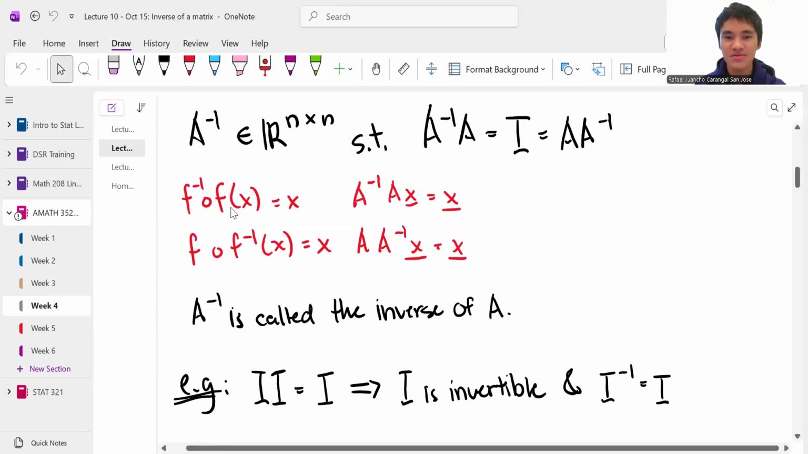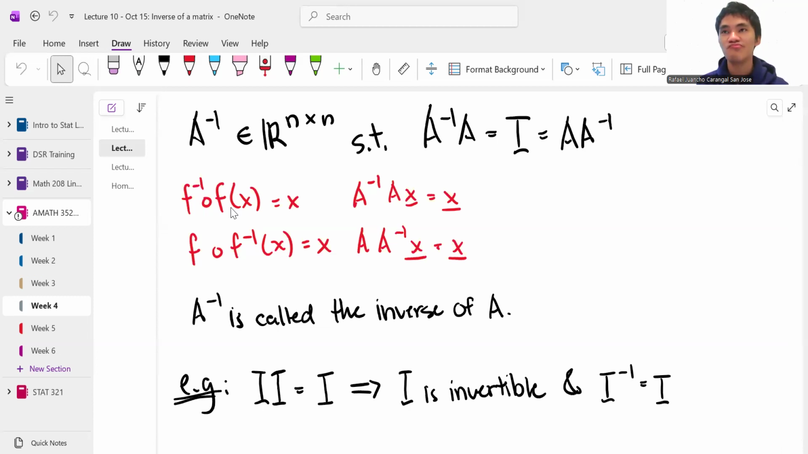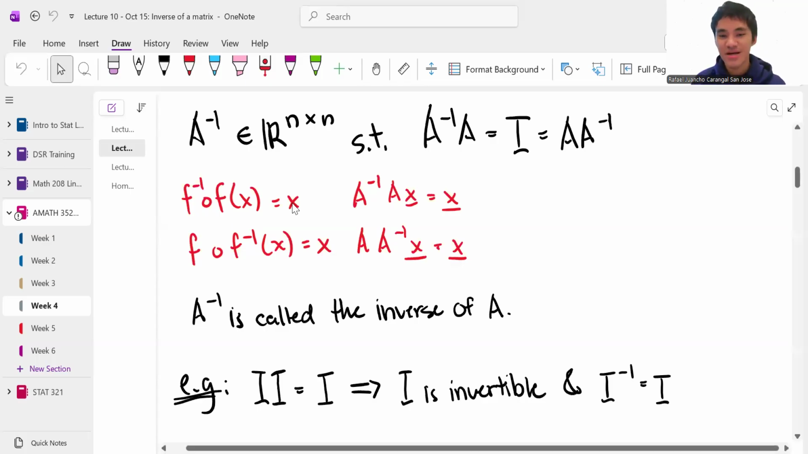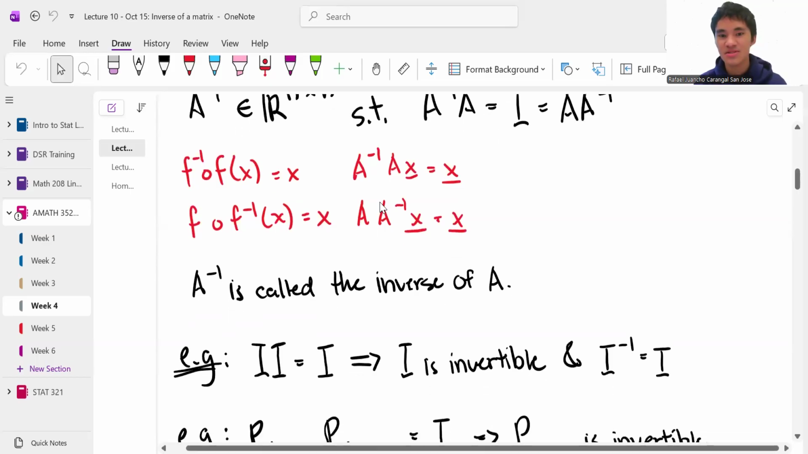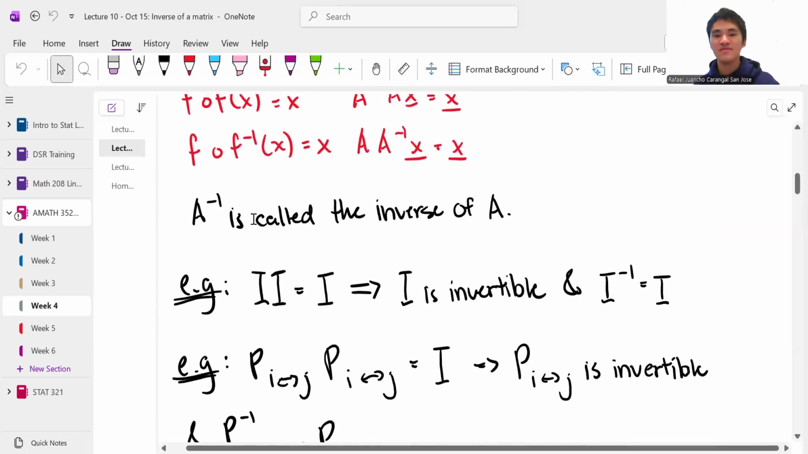It's the same thing as in calculus when we do compositions of functions. We plug some input into an original function, then plug that output into an inverse function, and we get back the original input. The same goes with matrices: we multiply a vector by a matrix, and then multiply by the inverse, and we get back the original vector. And so A to the negative one is called the inverse of A. Now how do we get that? We'll go to it in a bit.